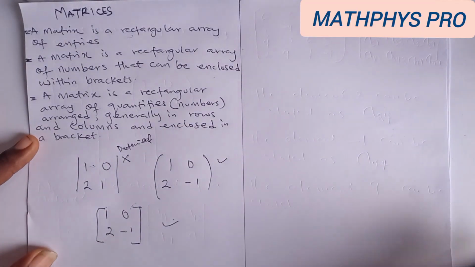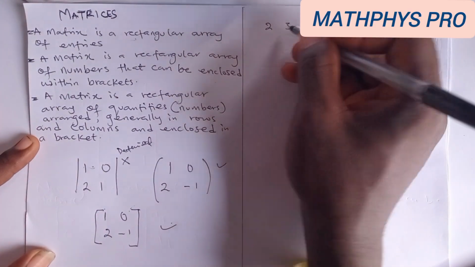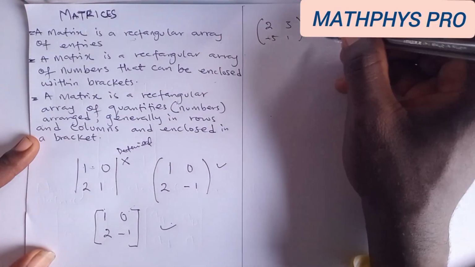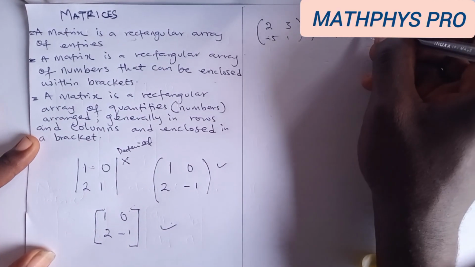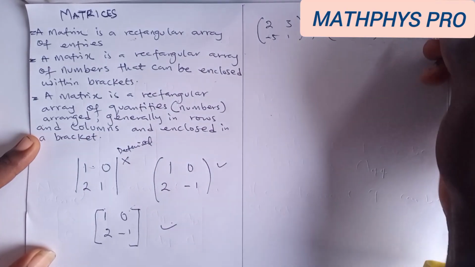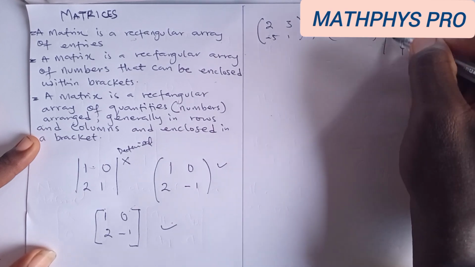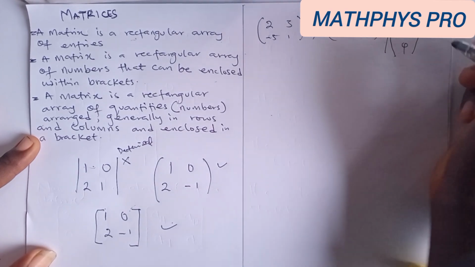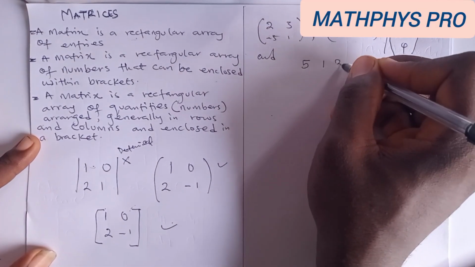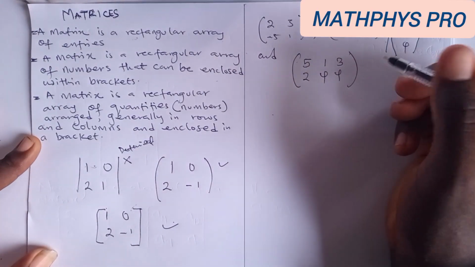Examples of matrices. So we have 2, 5, 1. This is an example of a matrix. We also have 7, 0, 4. This is an example of a matrix. And also 5, 1, 3, 2, 4, 4 is also an example of a matrix.